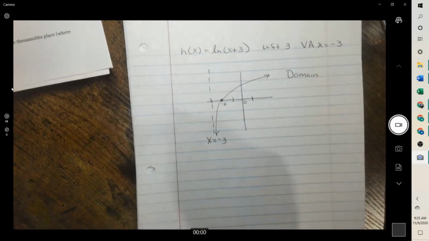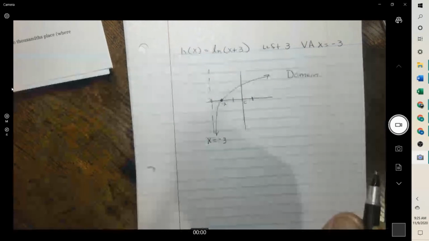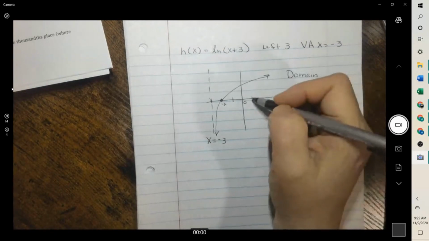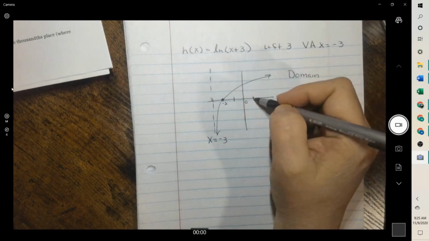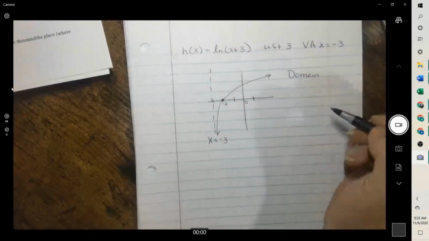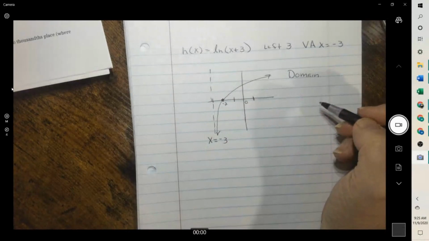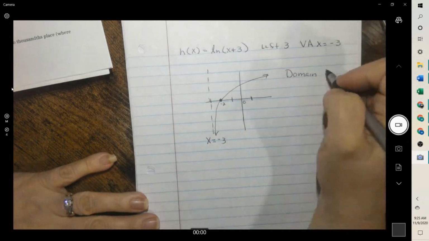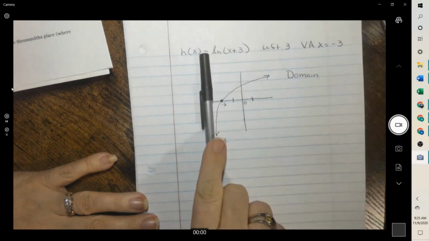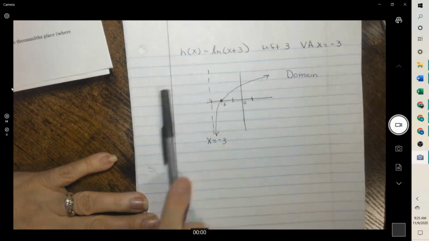Domain, oh, go ahead. Did your point start at 1? You went left 3. It always starts at 1. The natural logs always start at 1 on the x-axis. The domain would be from -3 on, because there's nothing before it.